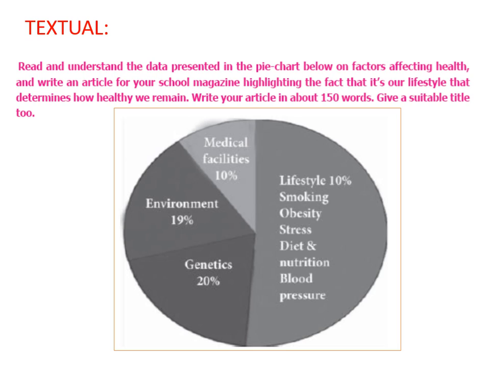So this is the pie chart given here, which consists of medical facilities 10%, environment 19%, genetics 20%, lifestyle 10%, smoking, obesity, stress, diet and nutrition, blood pressure. Overall we will get 31%, 41%.